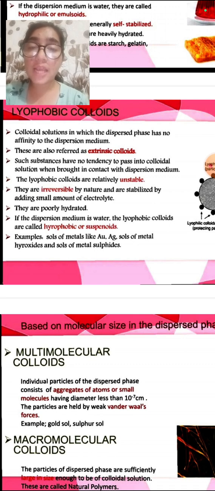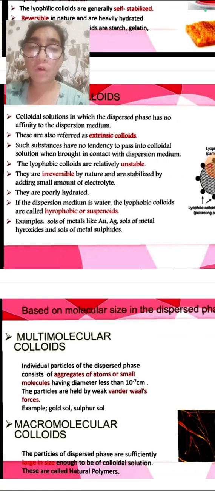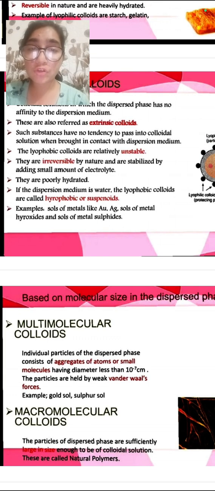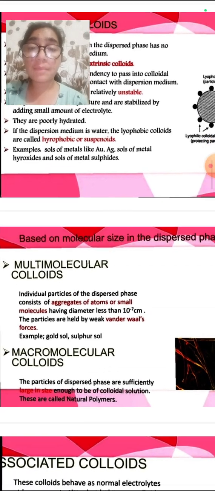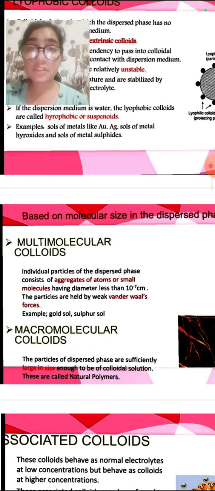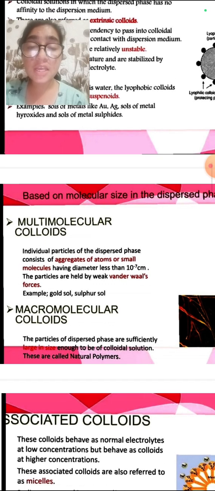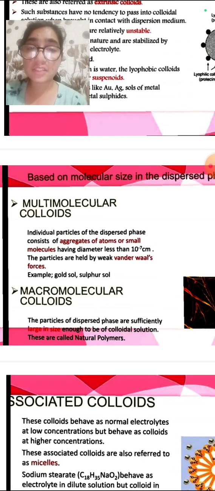They are poorly hydrated. If the dispersion medium is water, lyophobic colloids are called hydrophobic colloids or suspensoids. Examples: metals like gold and silver, metal hydroxides, and metal sulfides. Based on molecular size and dispersed phase: multimolecular colloids. Indivisible particles of the dispersed phase consist of aggregates of atoms or small molecules having diameter less than 10^-7 cm.